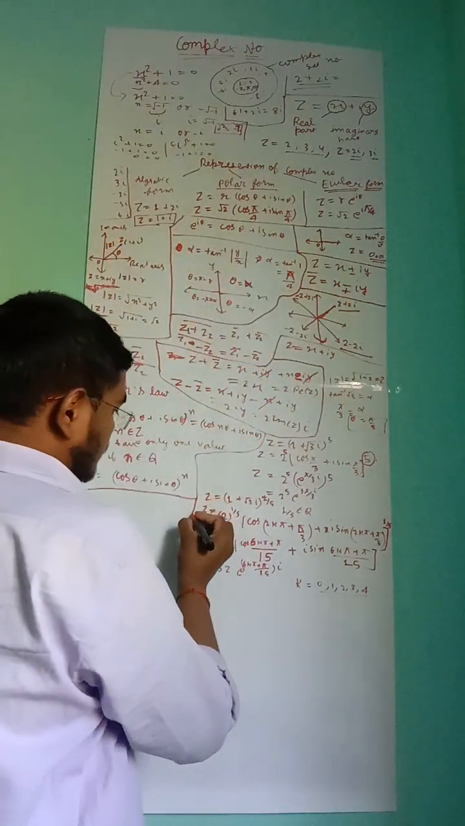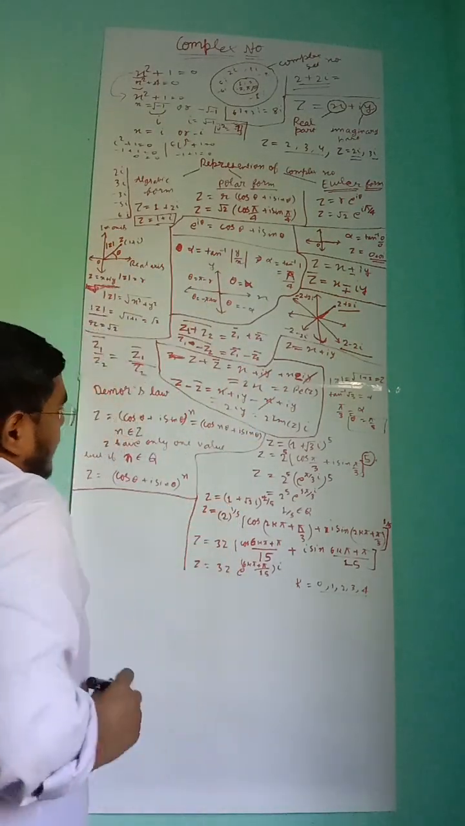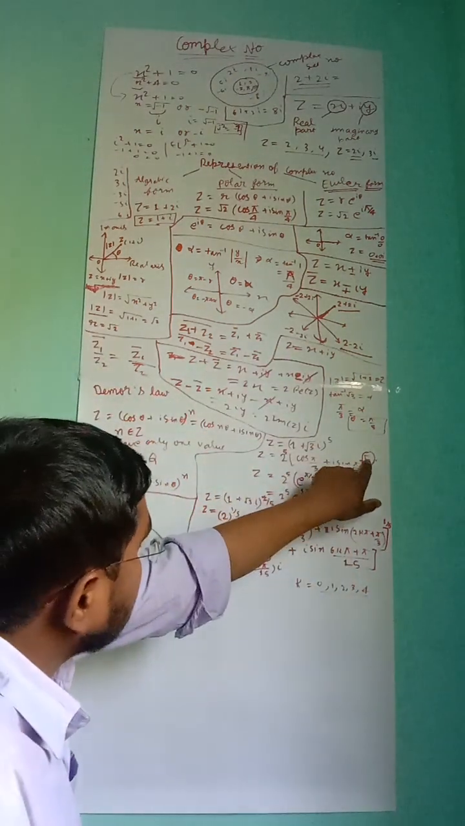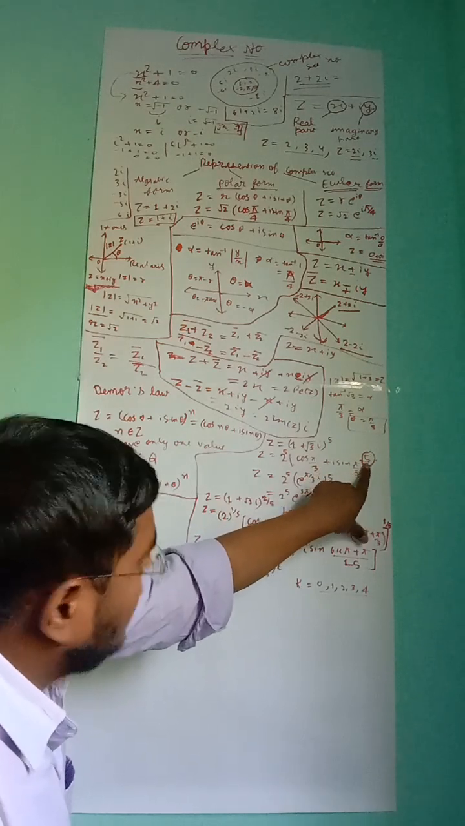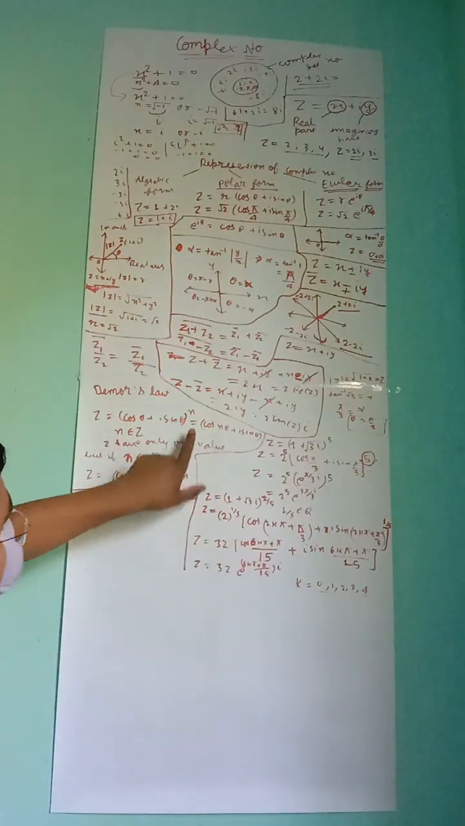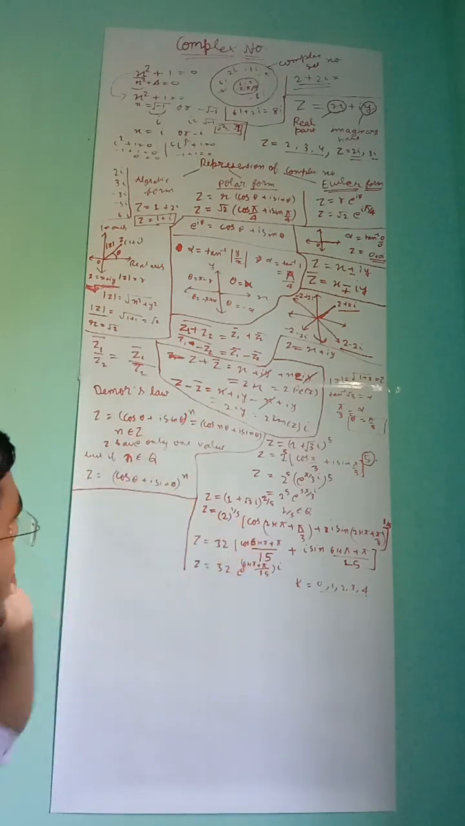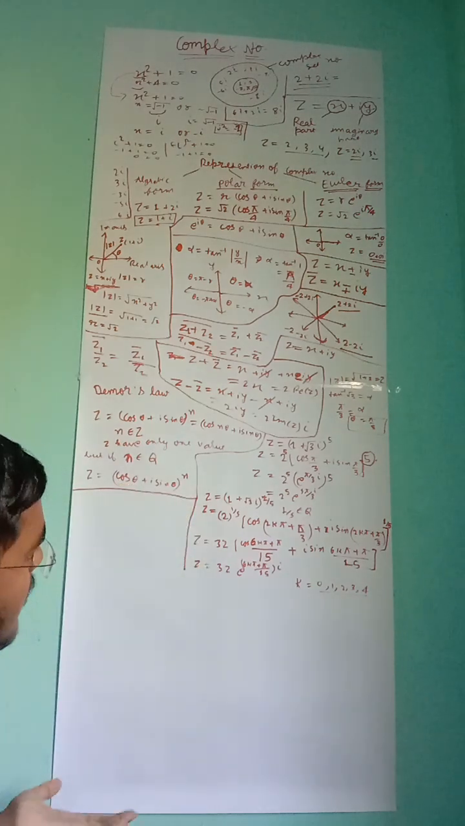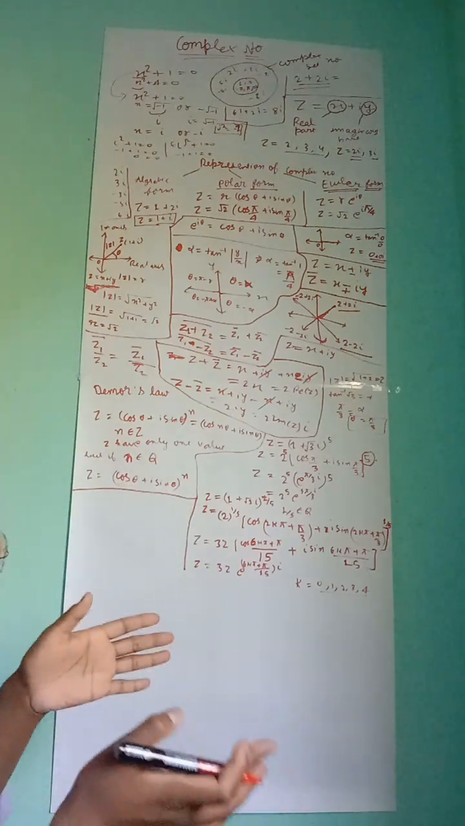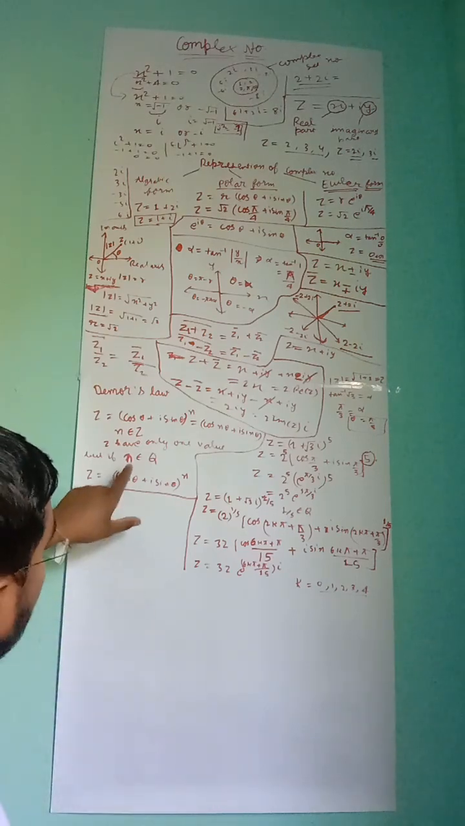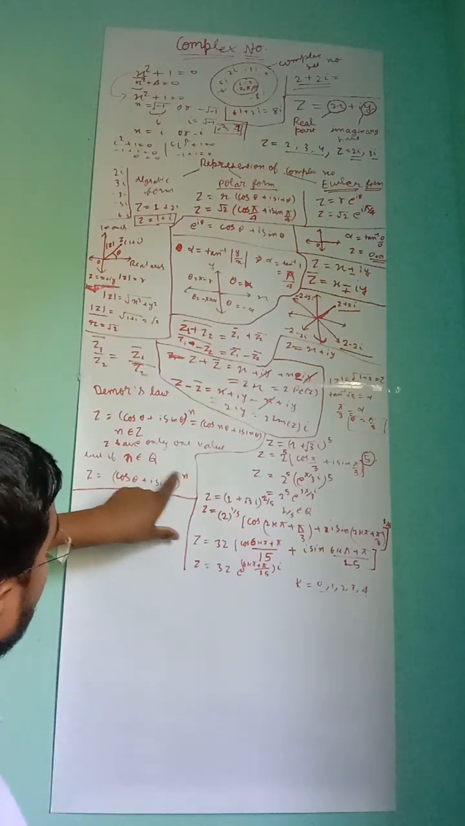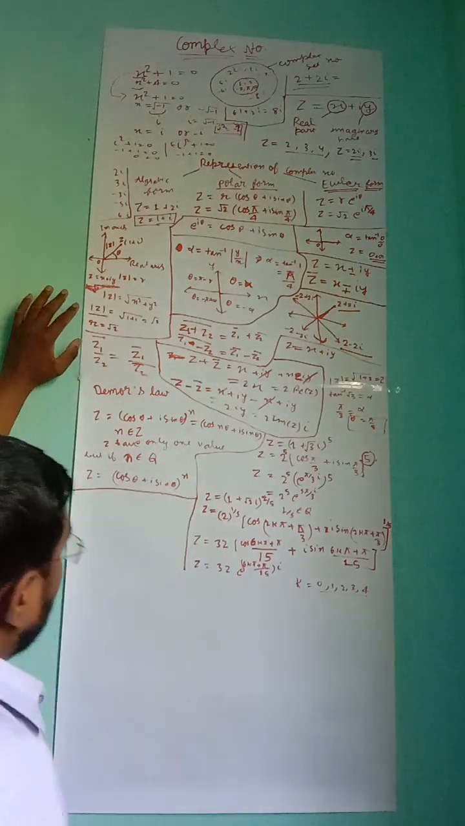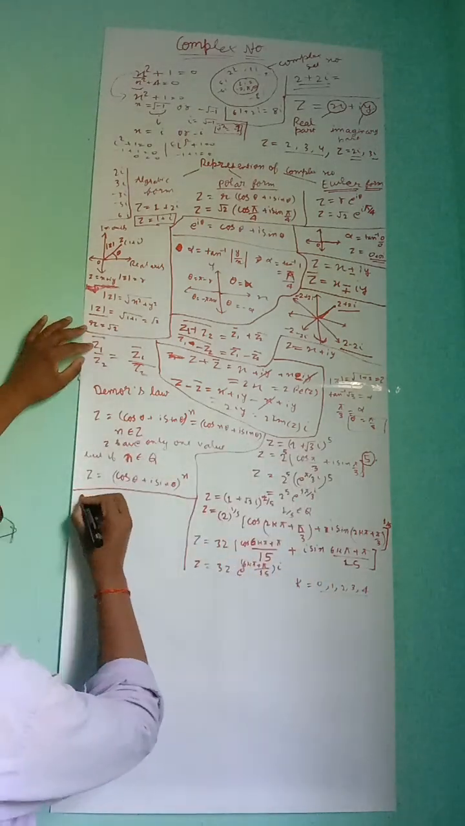Now, what we understand here: if n is my integer number, then we get only one value. But if n is my rational number, then we get different values. Different values means different n values, if n belongs to rational numbers. Now understand cube root of unity.